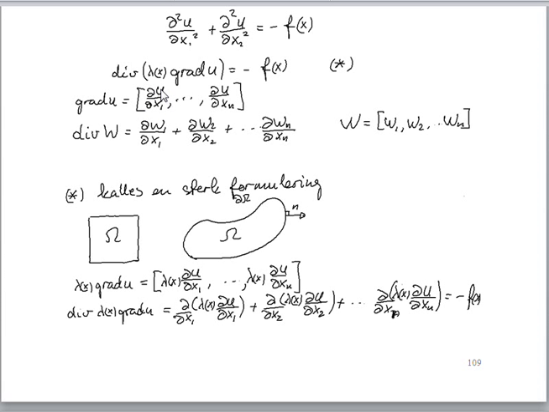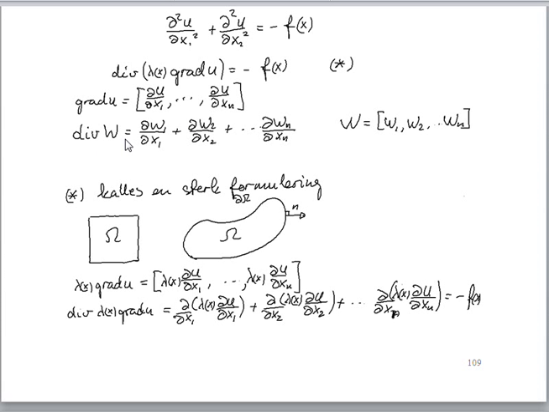In the first component, we have the partial derivative of u with respect to the first variable, x1. The second component is the partial derivative of u with respect to the second variable, and so on. The divergence is in some sense the opposite. Instead of a scalar function, we have a vector valued function with components w1, w2, and so on.